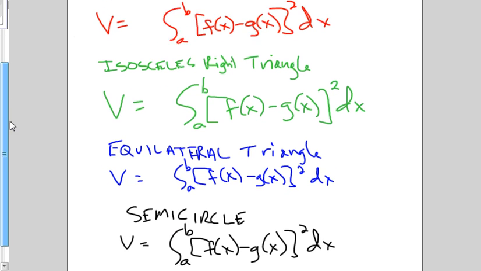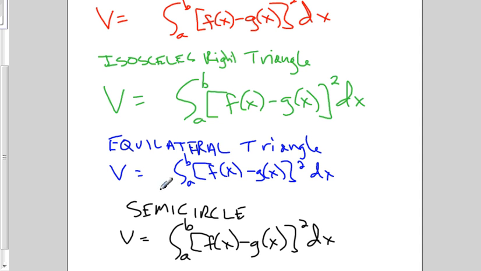So square, isosceles right triangle, equilateral triangle, semicircle are all identical. The square just doesn't have any factor being multiplied by it, so that's just 1. The isosceles right triangle is 1/2. Equilateral triangle is square root of 3 over 4, and the semicircle is pi over 8.